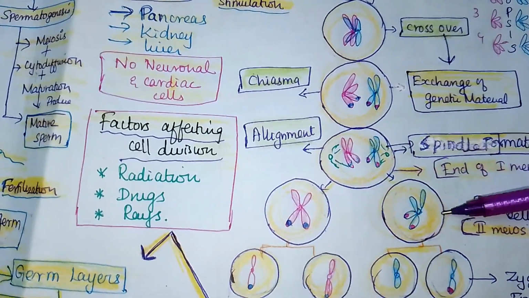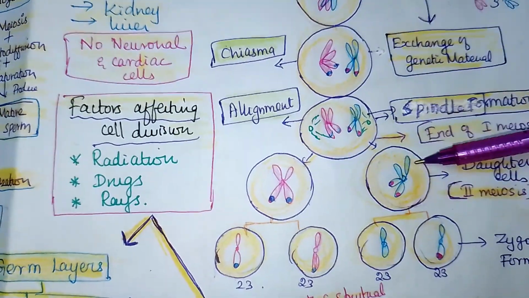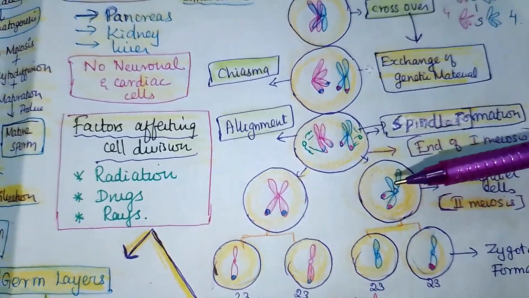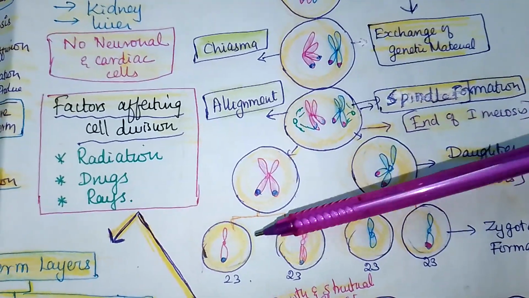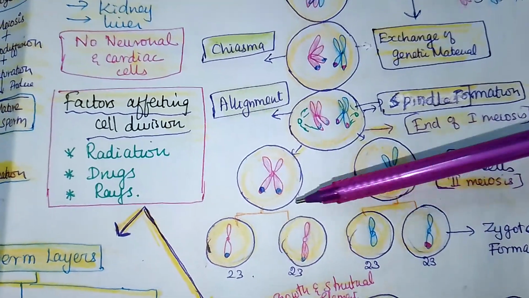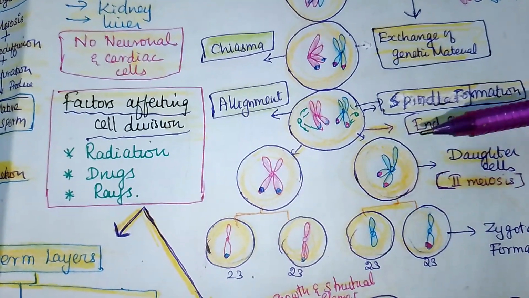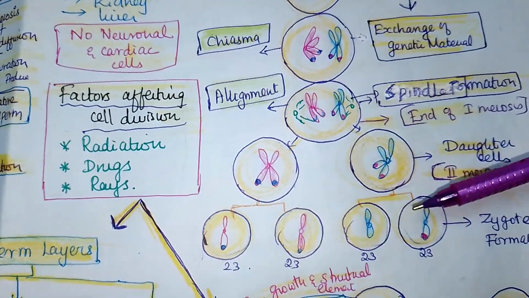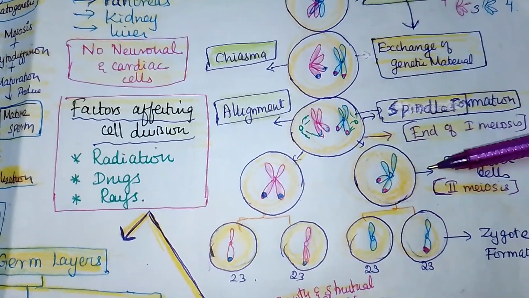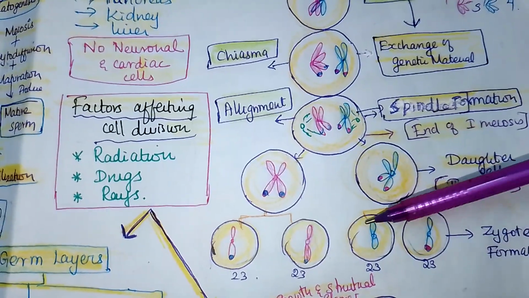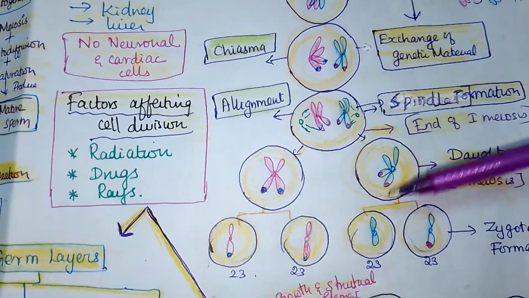Okay, so the second meiotic division starts in these two daughter cells, and then what is happening? These two daughter cells again divide, and 23 single chromosomes are coming. So 46 becomes 23. That is why it is called the reduction division. In the meiotic second division, the second polar body will also be forming.